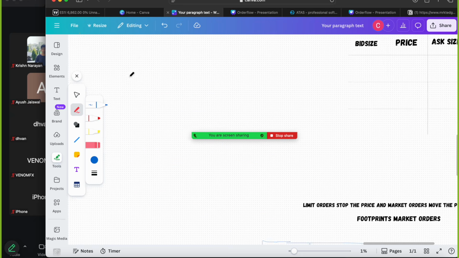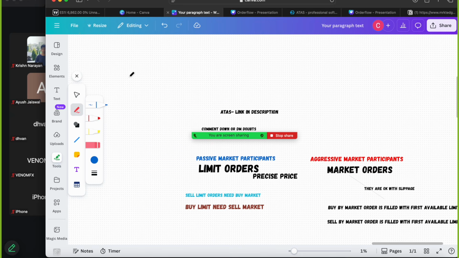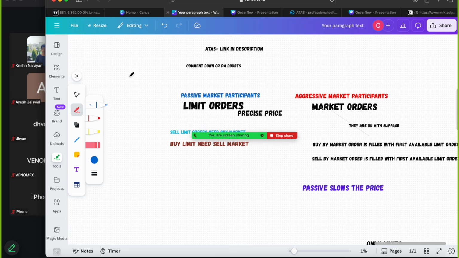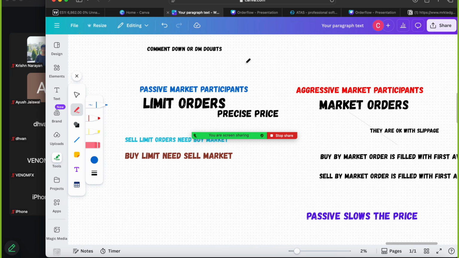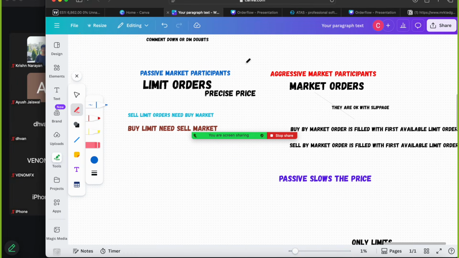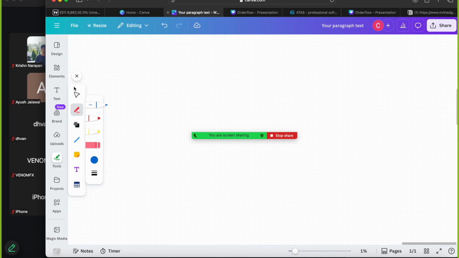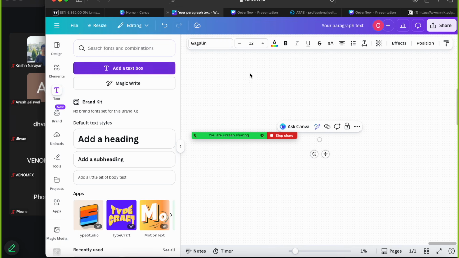Fair value is when the buyers and sellers have reached a... Okay. So let's talk about two types of market participants. We have a lot of market participants, but two main types. The first one is passive market participants and the second one is aggressive market participants. Before that, let's just talk about the types of orders we have in the market.